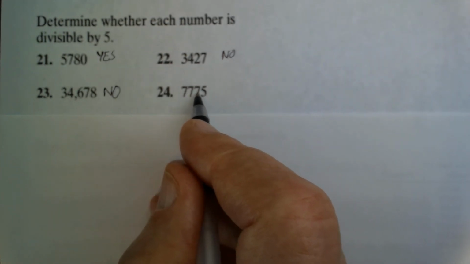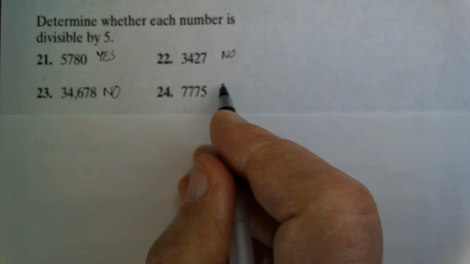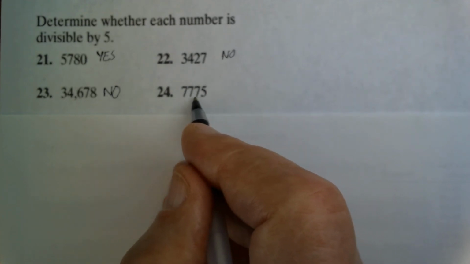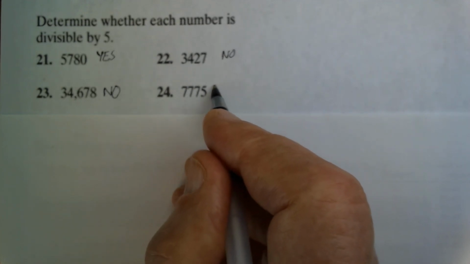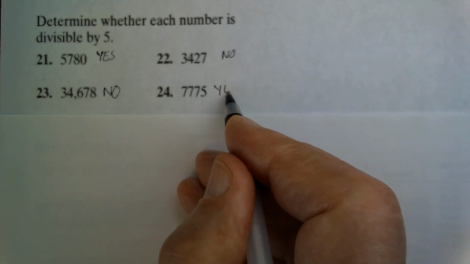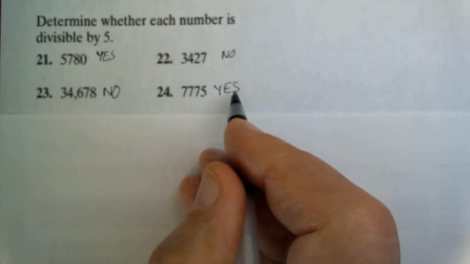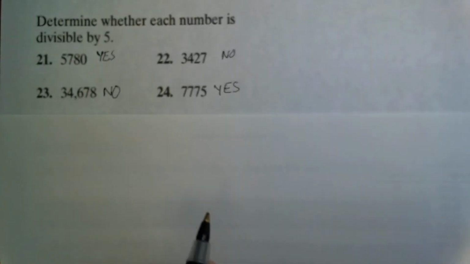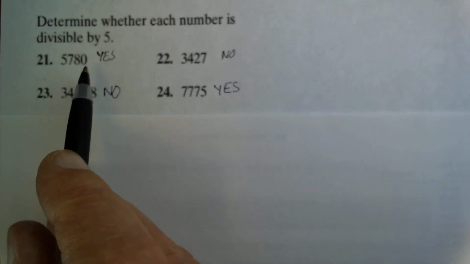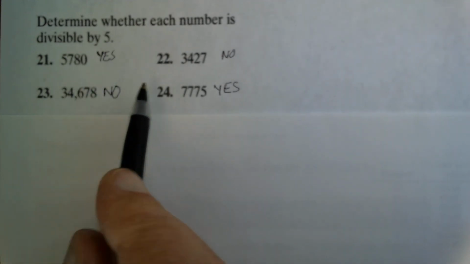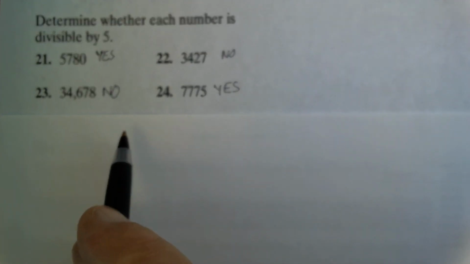Exercise 24, the number ends in a 5, so therefore the number itself, 7,775, is divisible by 5. Okay, so again, there's nothing complicated about this. It's very straightforward. The only thing is you have to remember these details. For this example, if a number is divisible by 5, look at the ones digit and see if that's a 0 or a 5.